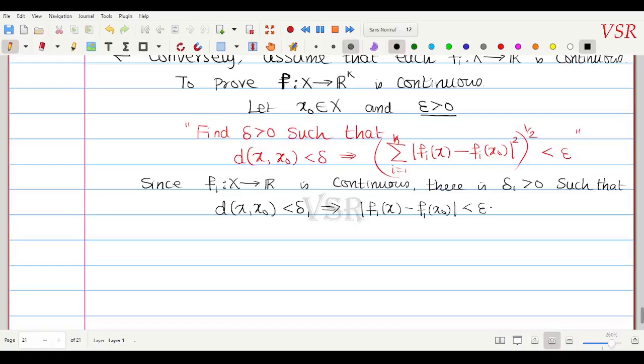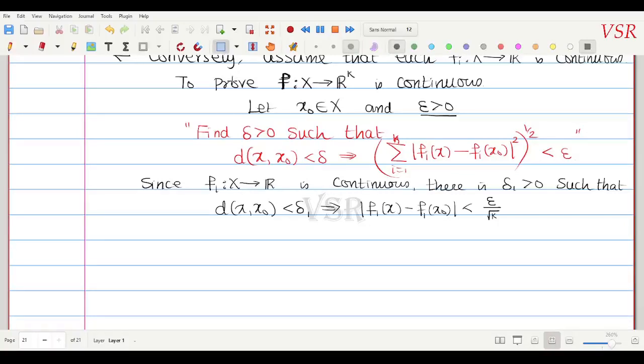ஓகே. இந்த இடத்துல epsilon அப்படின்னு சொல்ற இடத்துக்கு பதிலா I may write epsilon divided by root k. ஒரு அட்ஜஸ்ட்மென்ட் சரியா வரலனா பின்னாடி நம்ம அட்ஜஸ்ட் பண்ணிக்கலாம். இப்போதைக்கு நான் epsilon divided by root k எடுக்கிறேன். For this epsilon divided by root k, which is positive, we can have a delta 1 positive which satisfies this condition. Okay.